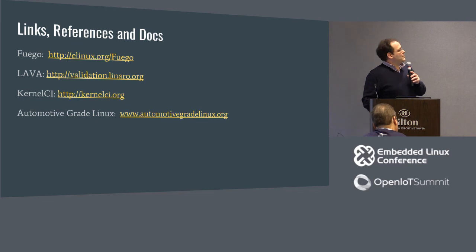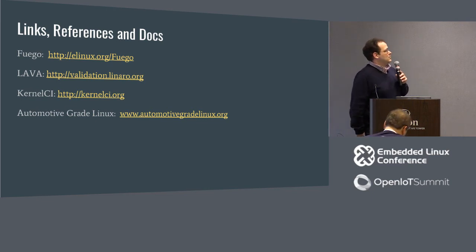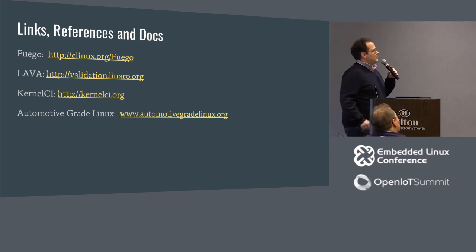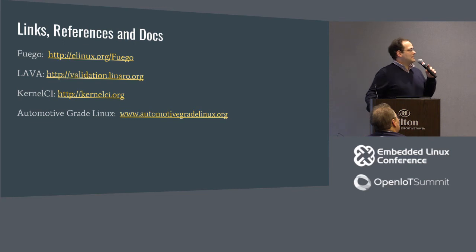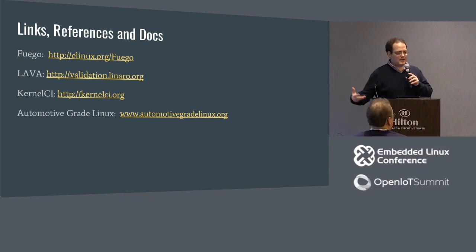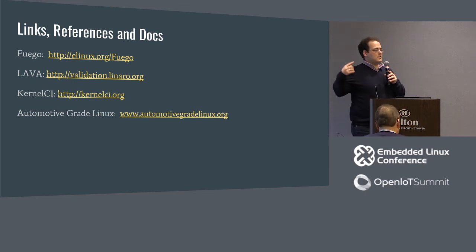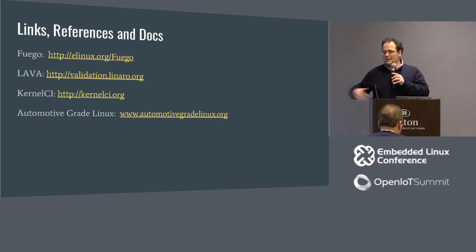Okay, so where to find all of these? There is a page on Fuego on elinux.org/Fuego, which will point to the Fuego website that Tim set up. Lava you find on validation.linaro.org. I did not mention kernel CI. Basically, kernel CI is a front end which can aggregate test results. If you haven't seen the project, check out kernelci.org. They do a lot of boot testing around the kernel, and they aggregate those boot results across a large number of targets.